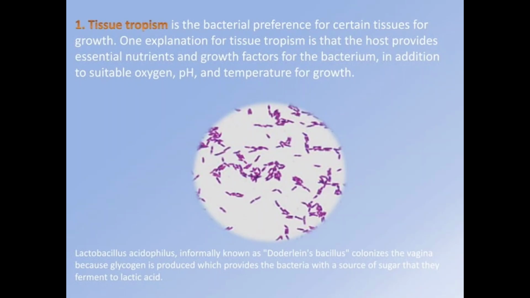Tissue tropism is the bacterial preference for certain tissues for growth. One explanation for tissue tropism is that the host provides essential nutrients and growth factors for the bacterium, in addition to suitable oxygen, pH, and temperature for growth. Lactobacillus acidophilus, formerly known as Doderlein bacillus, colonizes the vagina because glycogen is produced, which provides the bacteria with a source of sugar that they ferment to lactic acid.